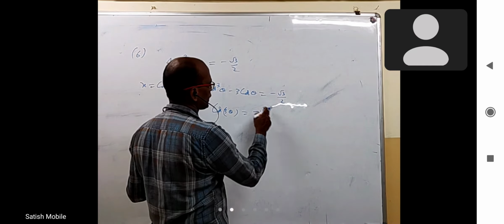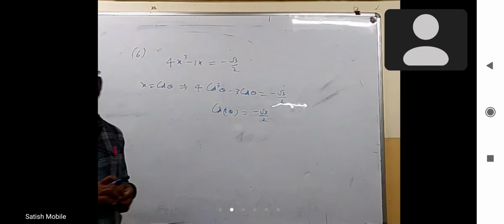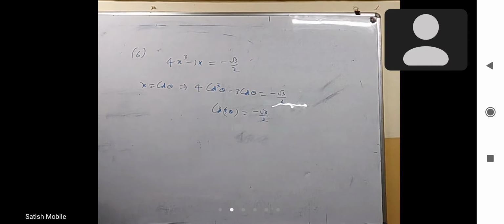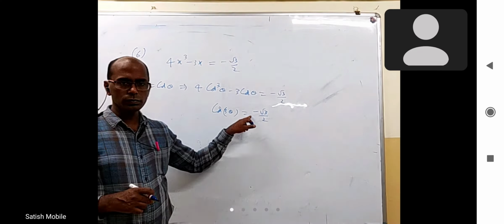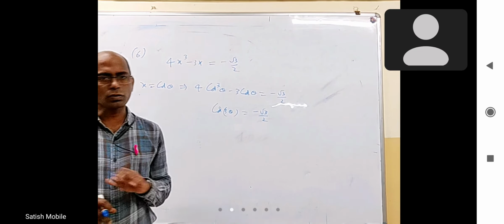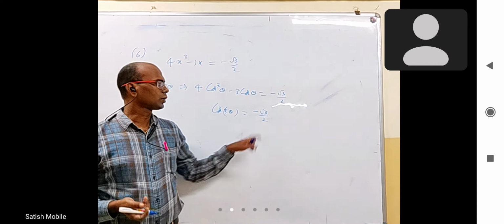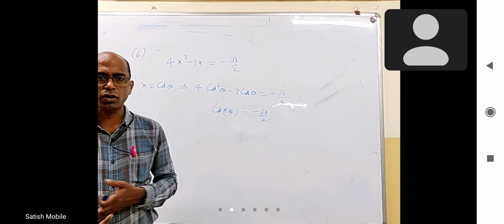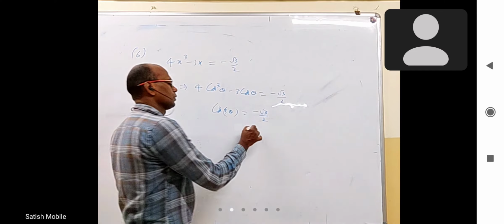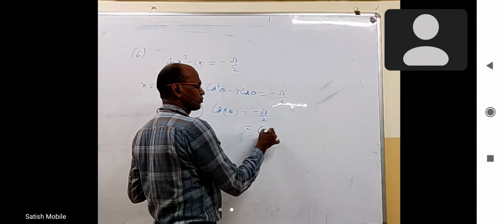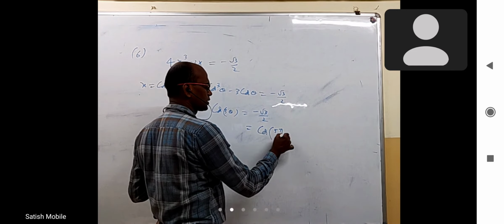Cos of what angle is this? Minus root 3 by 2. 150 degrees. Cos is negative in the second and third quadrant. Normally it is cos 30 degrees, right? Now in the second quadrant means 180 minus 30, cos 150. So 180 minus 30 means 150, and in radians that is 5 pi by 6.